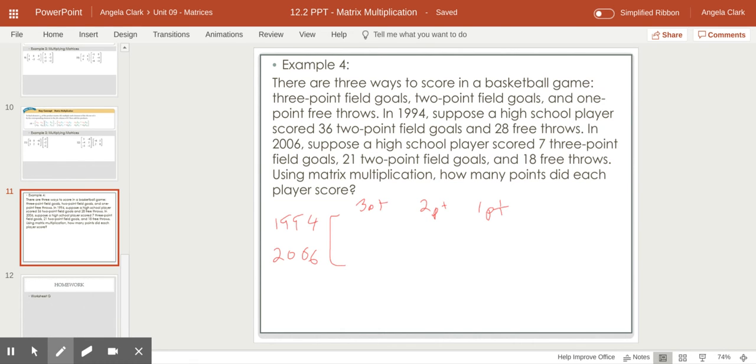So 1994 didn't score any 3 points, so that's going to be 0. He scored 36 2-pointers, so that's 36 goes here. And then 28 free throws. So that's the 1 point.